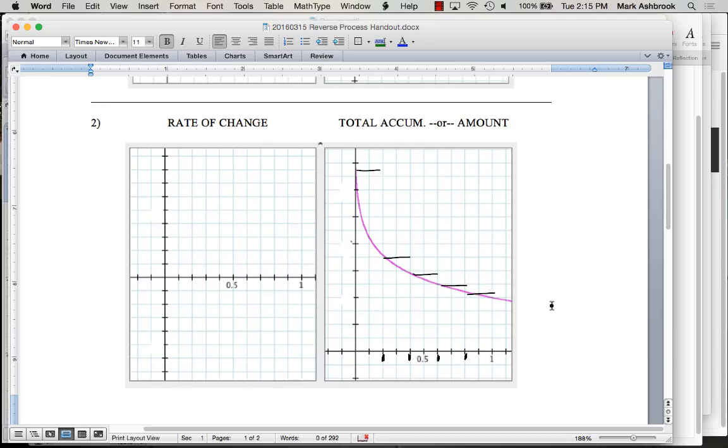So if accumulation is not changing, then your rate is 0. But this doesn't work. I suppose it's a way to approximate the accumulation, but if we want rate of change, it's not going to help us get rate of change because we're just going to get 0 everywhere. So what did we do instead?